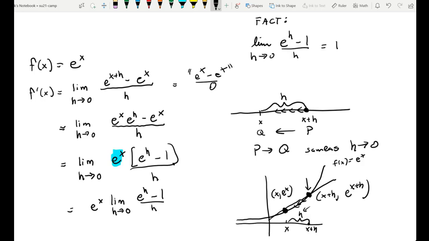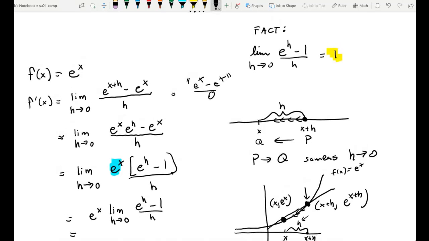But now we have this limit of e to the h minus 1 over h as h goes to 0, and we know that that limit is 1. So we just get e to the x times 1.